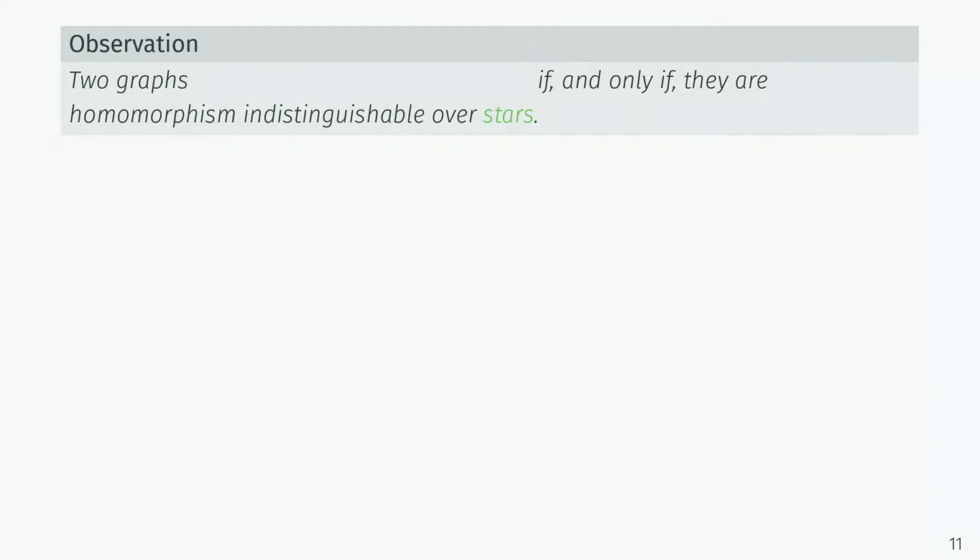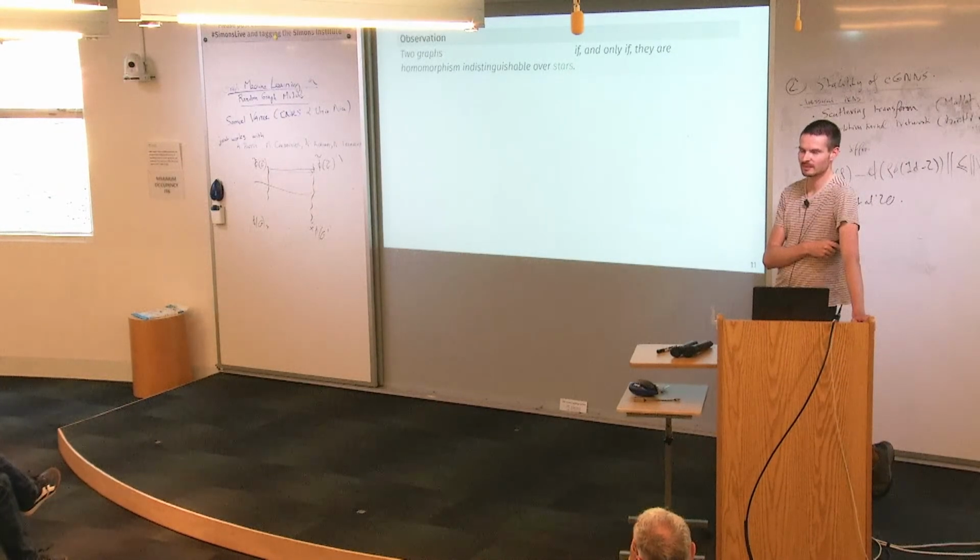Homomorphism counts from stars. Any guesses what they can do? What that relation is? Yes, the class of all stars. Degrees. Yes, degrees. Okay. Why is that?